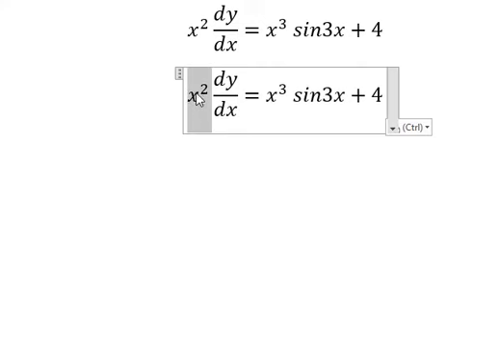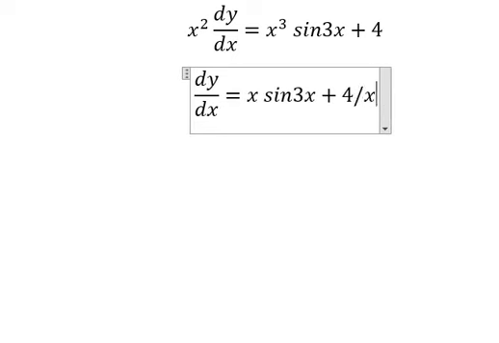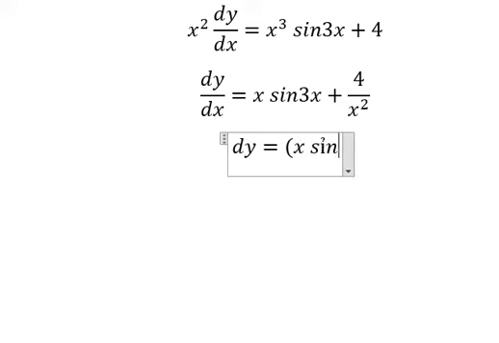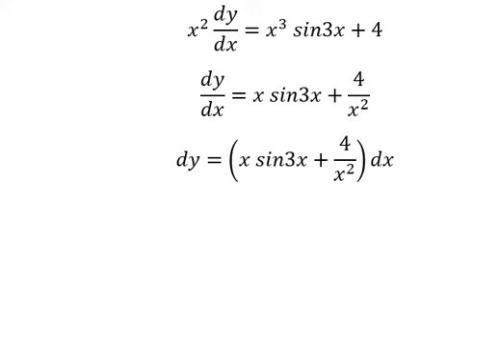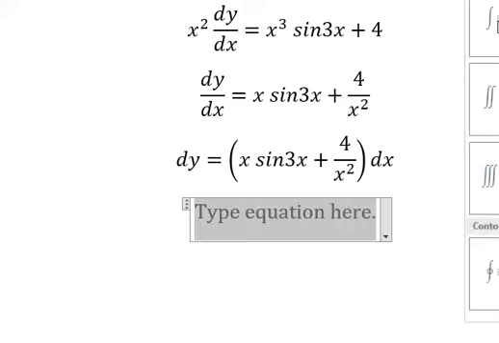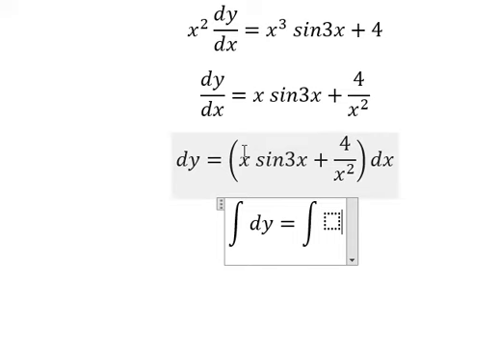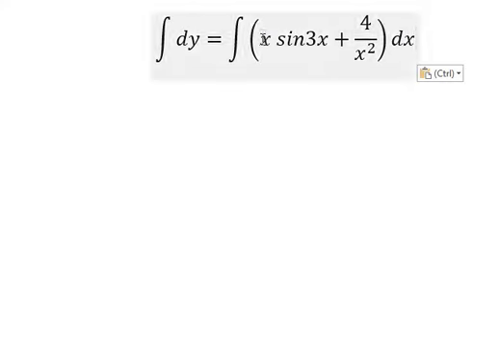We divide both sides by s squared. Next, I will put the s to the right. Next, we need to integrate both sides. Now, we need to concentrate on this one.